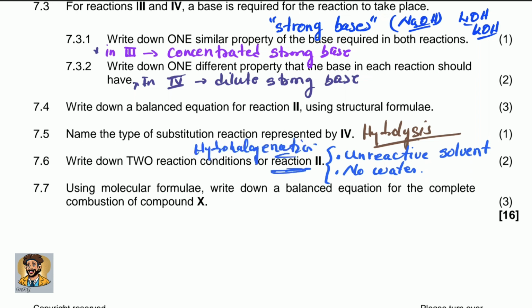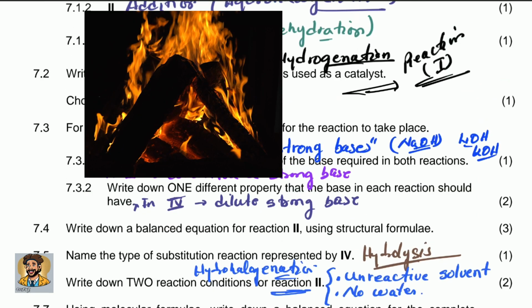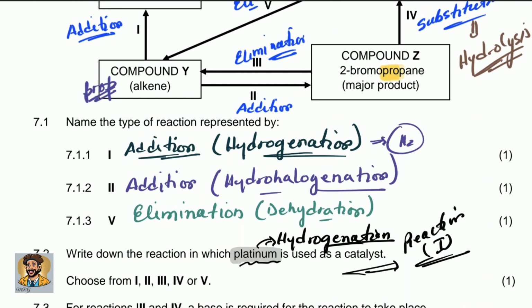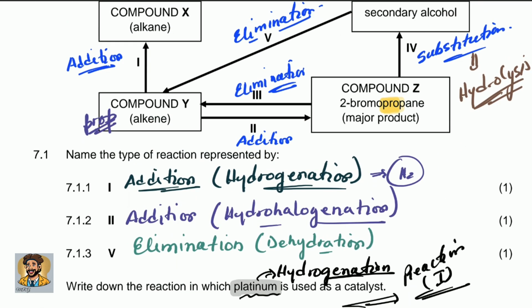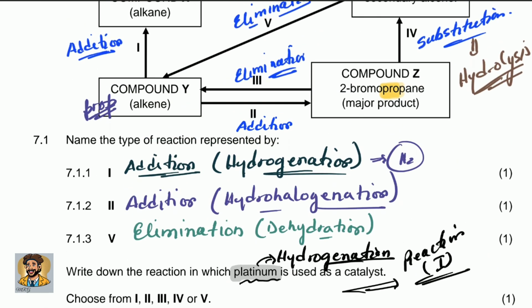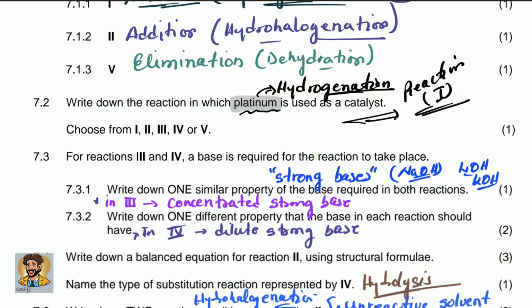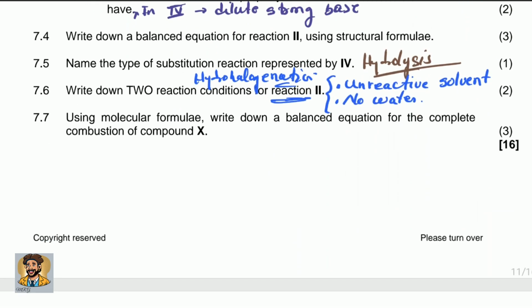Question 7.7, using molecular formula, write down the balance equation for the complete combustion of compound X. We already spoke about compound X is an alkane. If we start in here with propene, it means this one is propane. Propane, that is the compound we're speaking about for compound X.